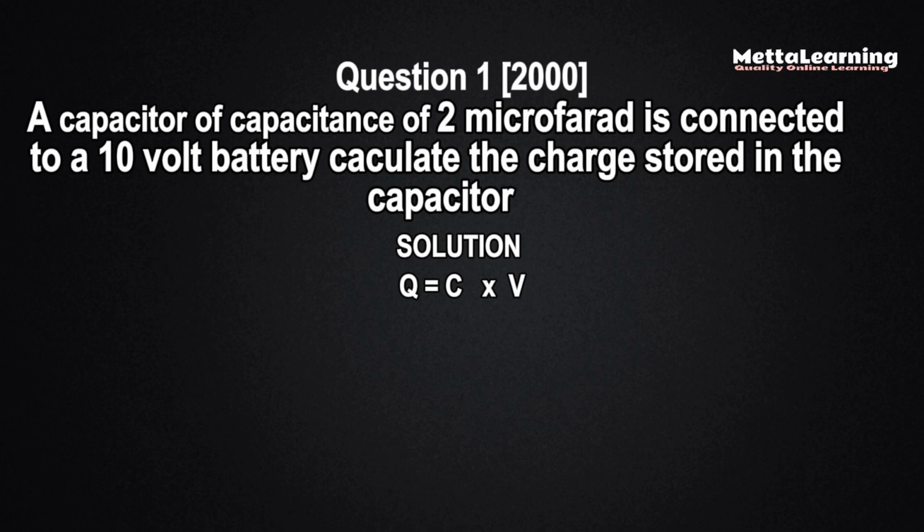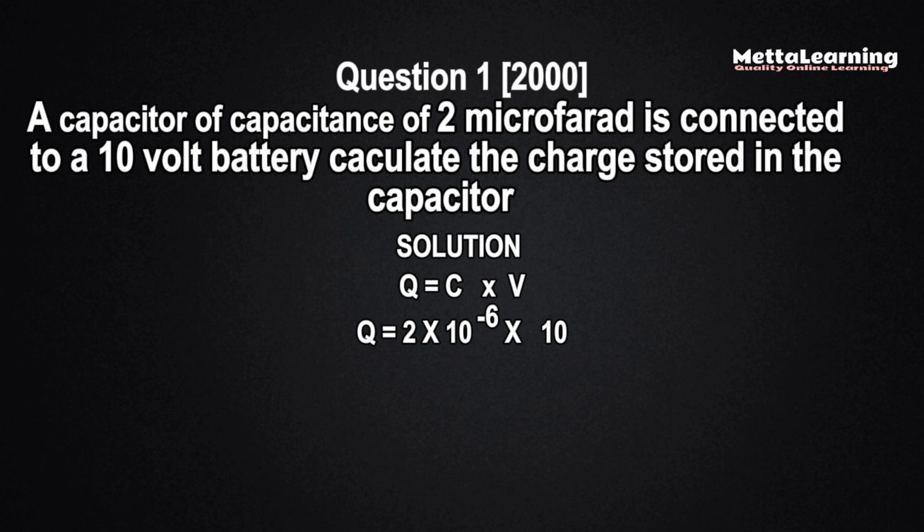So from our question, we're given 2 microfarad. Then we're going to convert the 2 microfarads to farad. We know that micro is 10 raised to the power minus 6. So we have 2 times 10 raised to the power minus 6 farad. So that is the value for our capacitor. Then we have our voltage to be 10 volts.